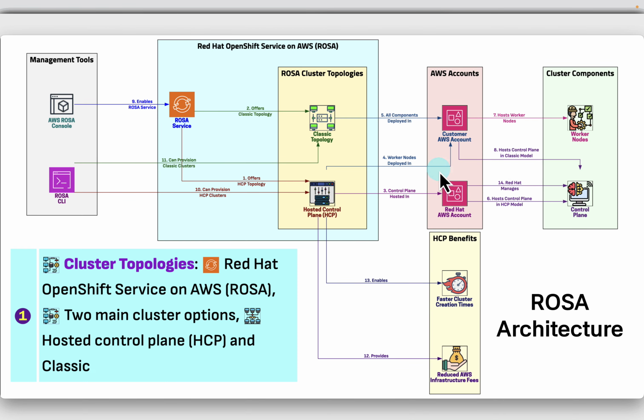Okay, this one is ROSA architecture. I'll explain what the architecture of Red Hat OpenShift Service on AWS looks like. This service offers two main cluster topologies. The first one is a hosted control plane, abbreviated as HCP, and there's another called Classic. So there are two topologies.